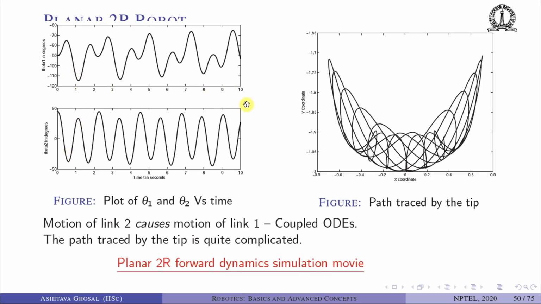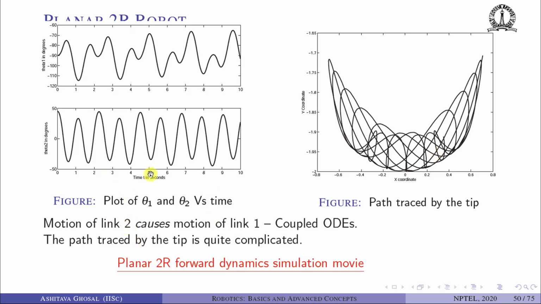As I said, we do it for 10 seconds. So you can see the plot looks quite interesting. Even the theta 2 is interesting. It is not exactly at the same frequency. We can also plot x and y as a function of time, and we can see that the tip of this robot, which is starting from here, will go down, come up, and it does all kinds of strange motions.